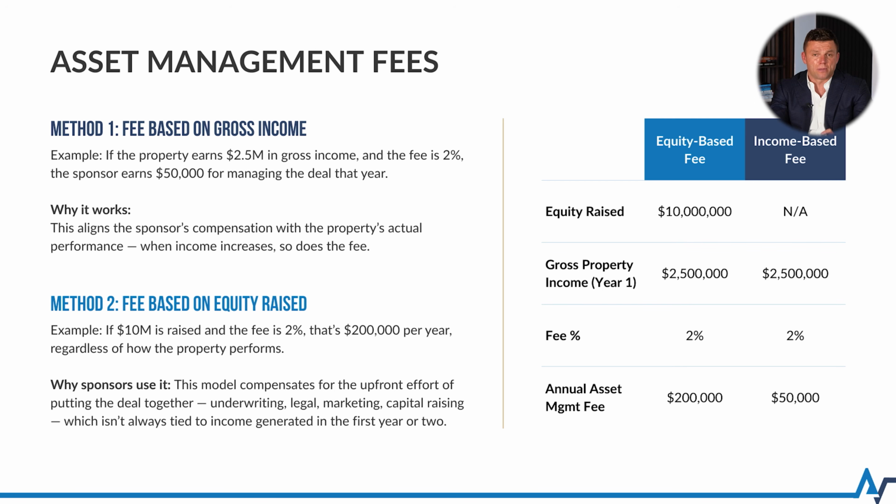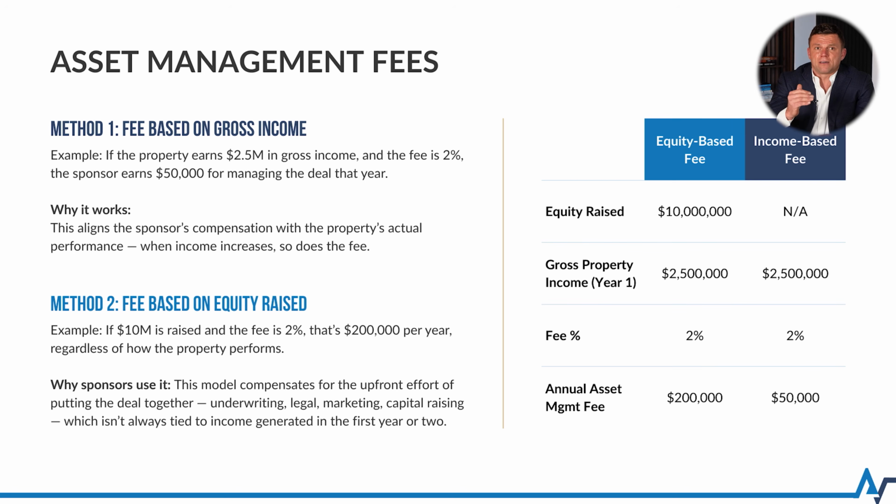Sometimes equity raised could be appropriate, and I'm going to go into that in just a second. One is fee-based, right? So if the property earns, let's say, $2.5 million in gross income, and the fee is 2%, that means the sponsor is going to earn $50,000 a year for managing that deal. Now, fee-based is great because in order for them to make more money, they have to increase the revenue of the property. If the revenue of the property increases, that means it's going good for everybody, not just the sponsor, but also the passive investor.